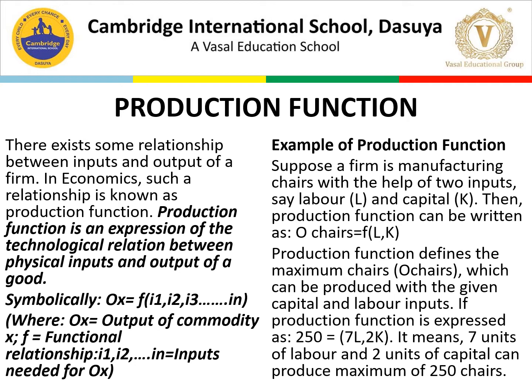Now look at the example. If we have to produce 250 chairs, then we require 7 units of labor and 2 units of capital. So this is how we are representing the production function. To make 250 chairs, we need 7 laborers and 2 units of capital. So this is how we are producing maximum 250 chairs with 2 units of capital and 7 units of labor.